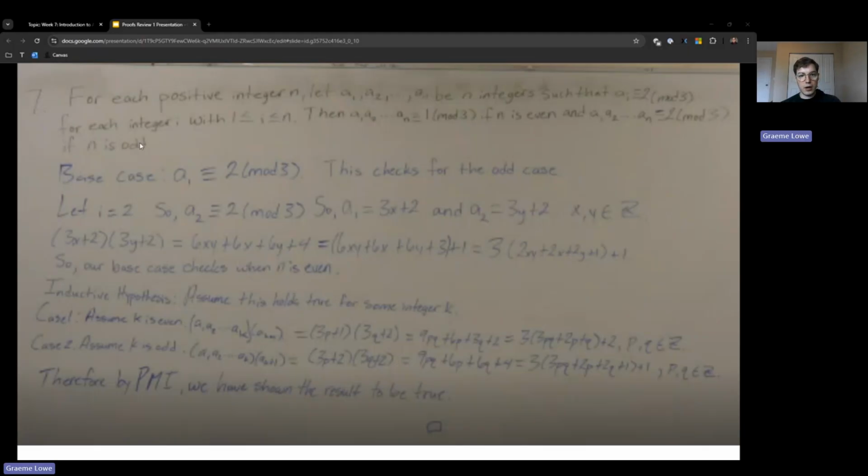Then for the odd case, this result is proposing, and we're going to prove, that if you're on any random odd term, it could be the third term, it could be the 17th term, then you multiply all the previous terms in the series by each other, you will get something divisible by 3 with a remainder of 2.